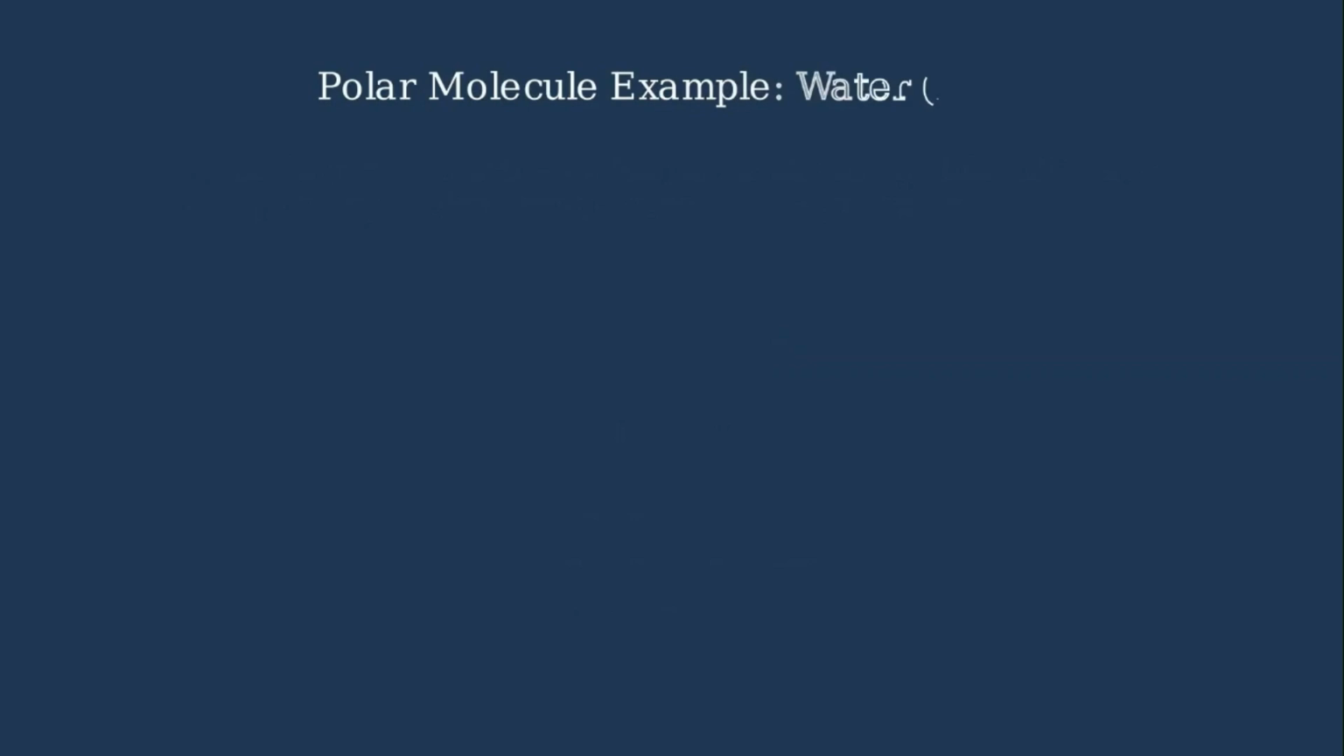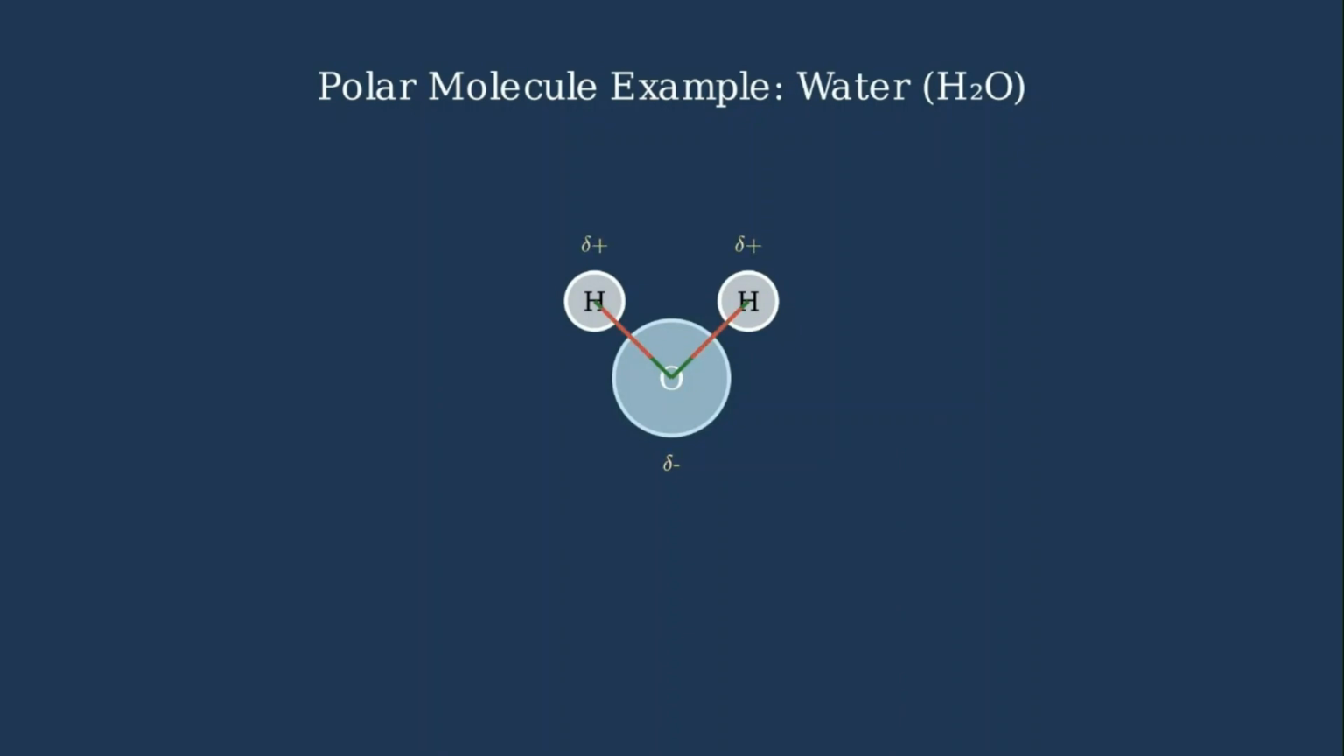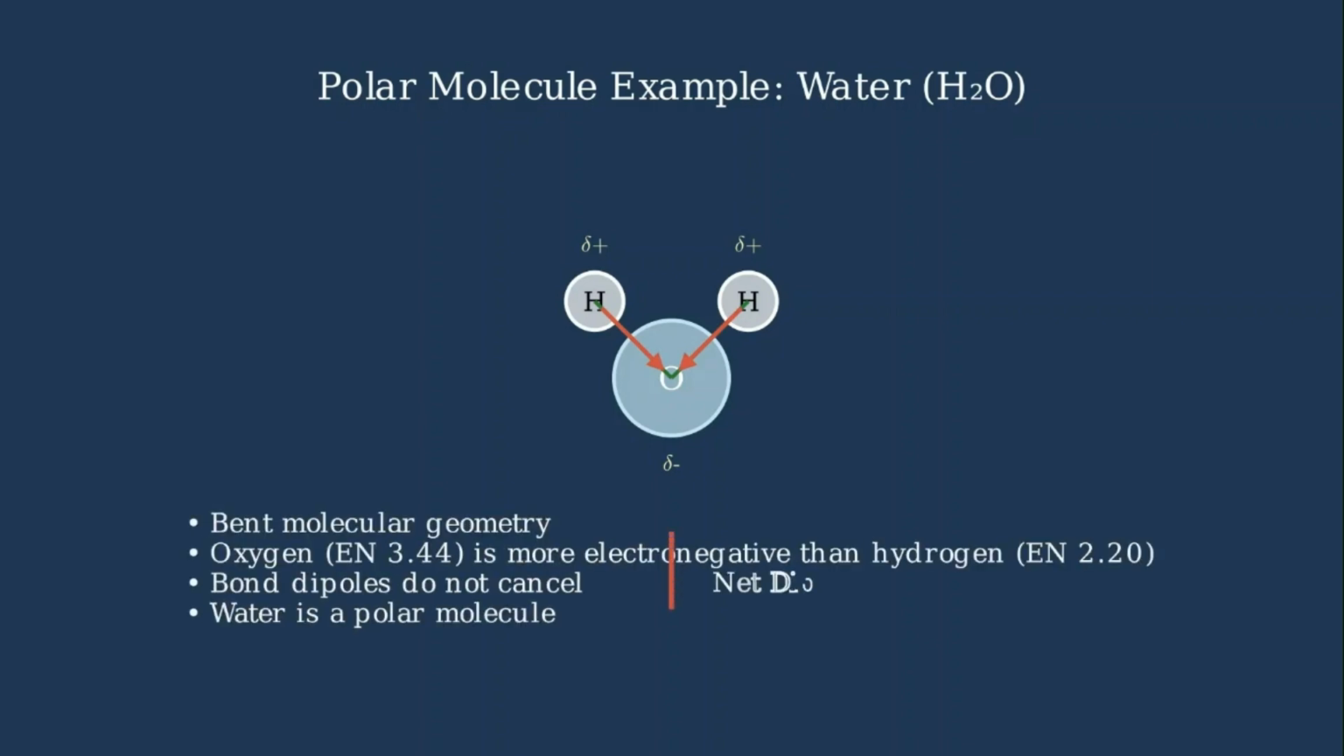Water, H2O, is a classic example of a polar molecule. It has a bent shape with oxygen at the center and two hydrogen atoms. Oxygen is more electronegative than hydrogen, so it pulls electron density toward itself, creating partial negative charge on oxygen and partial positive charges on the hydrogens. Due to the bent molecular geometry, the individual bond dipoles do not cancel out, resulting in a net dipole moment pointing from the hydrogens toward the oxygen.